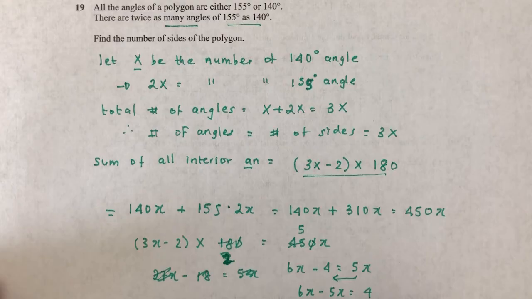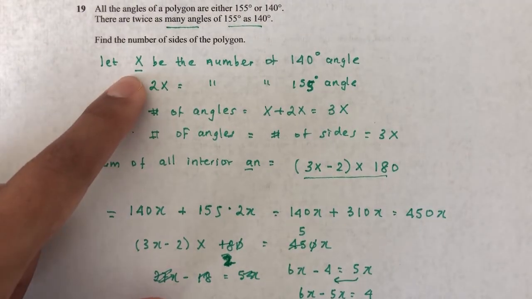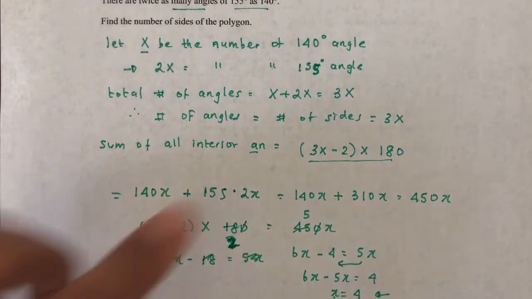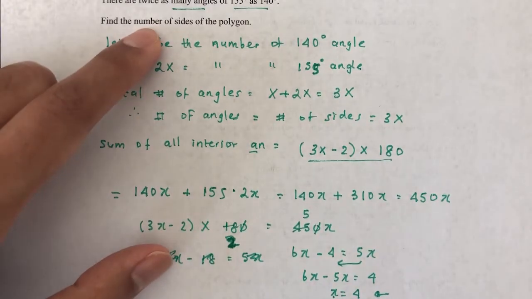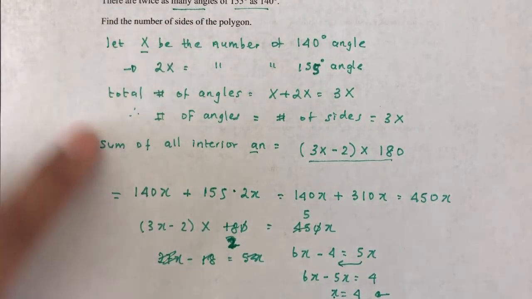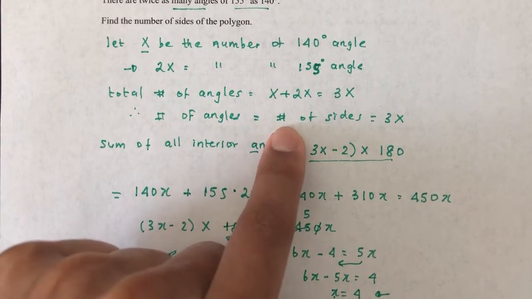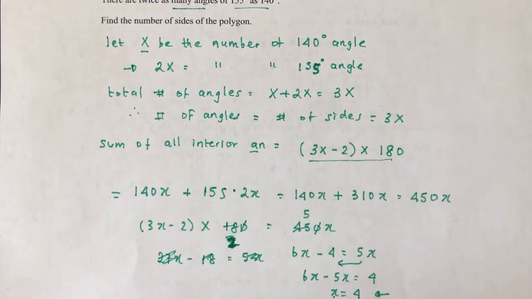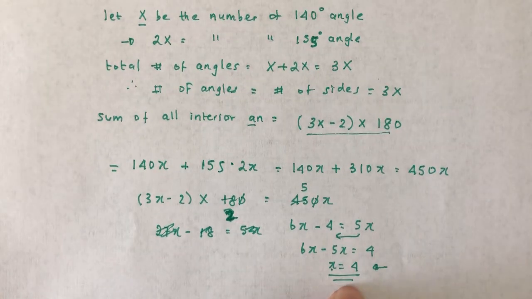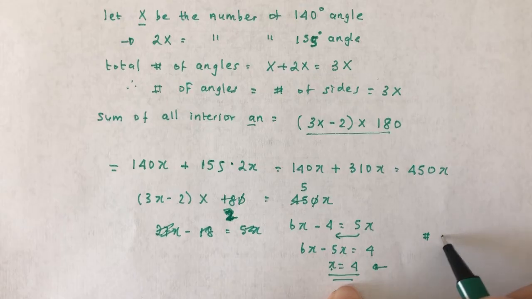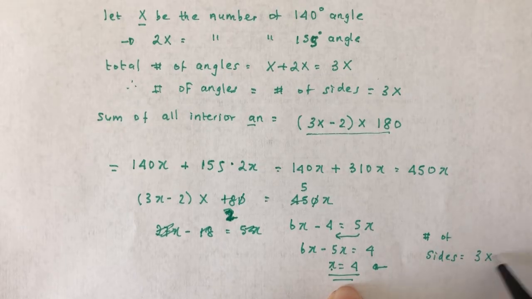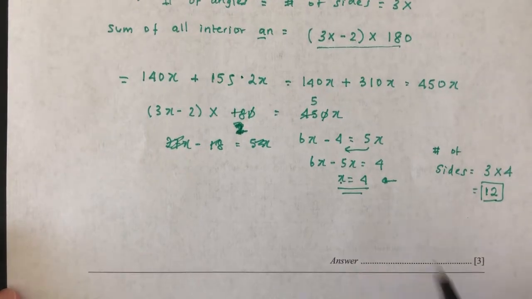So what is x? x is the number of 140 degree angles. So we have to find the number of sides of the polygon. The number of sides is also equal to the number of angles, which is equal to 3x. So we have the value of x equal to 4. So the number of sides will be 3 times x, which is 12. So your answer in part 19 will be 12.